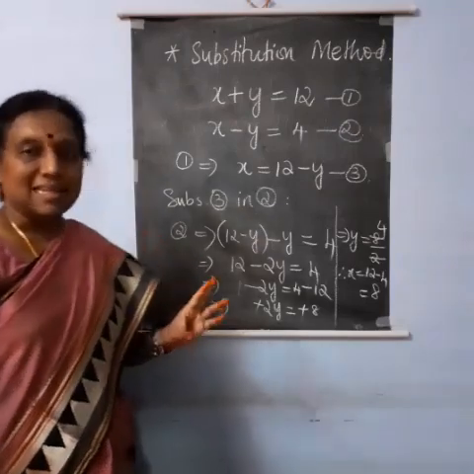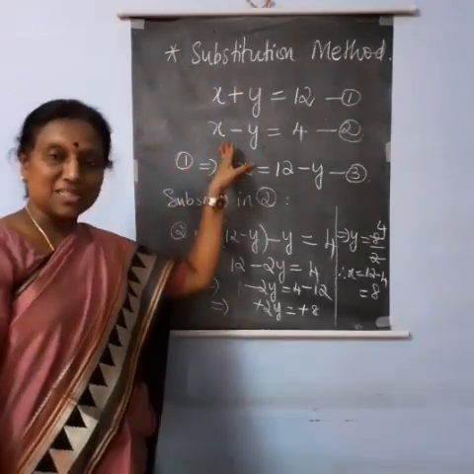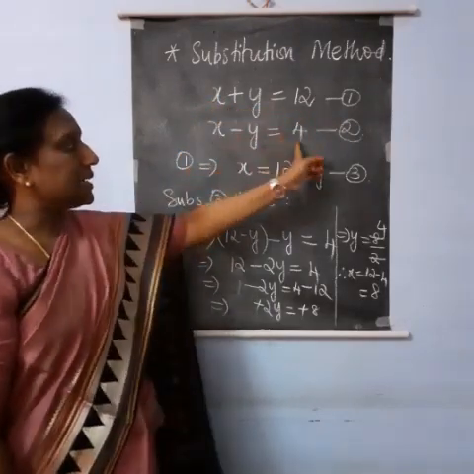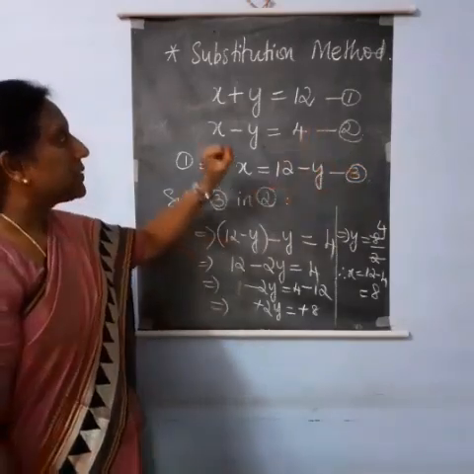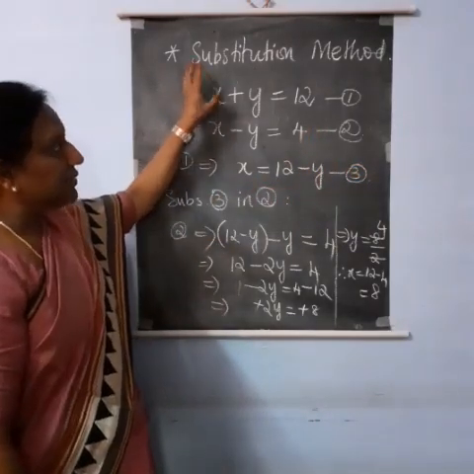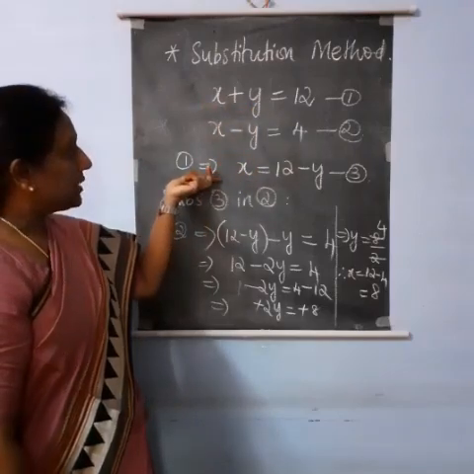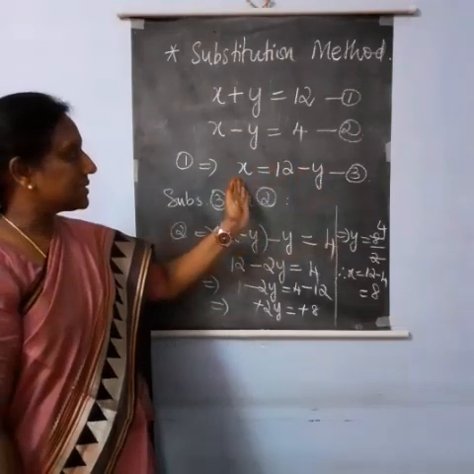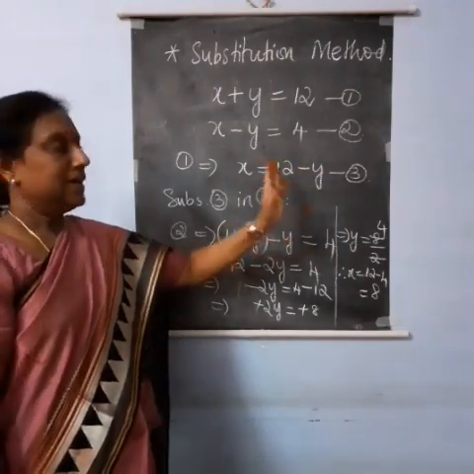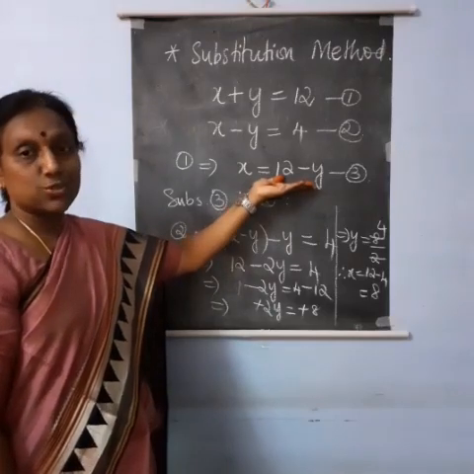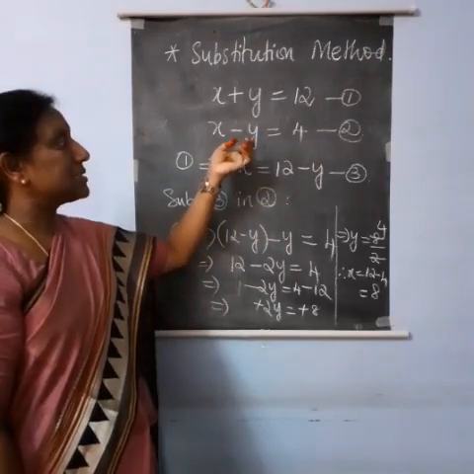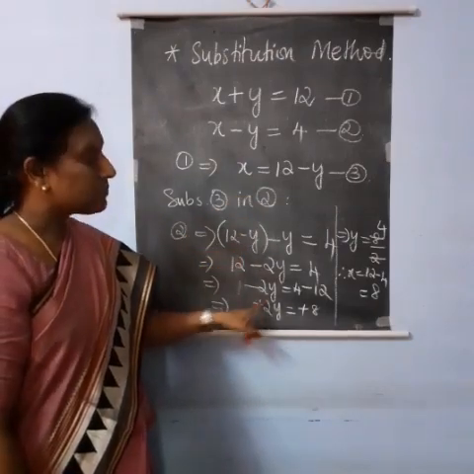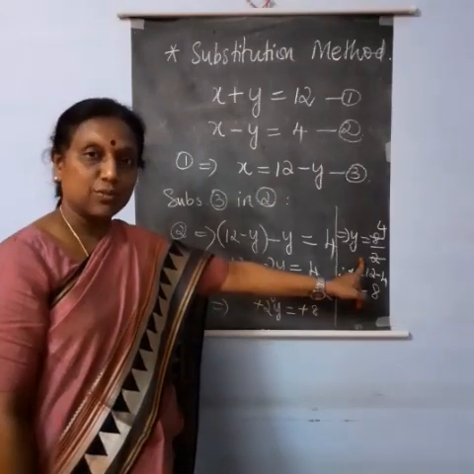Did you understand? I'll just give a recap. When we have two equations given, what we can do is name the first equation as 1 and the second equation as 2. Then find the value of x from the first equation. How do I do that? I keep x on the side and transpose y to the other side. So I get x is equal to 12 minus y. Now this value has to be substituted in the next equation, which is the second equation. So when I substitute the x value in the second equation and solve it, I get the corresponding value for y.